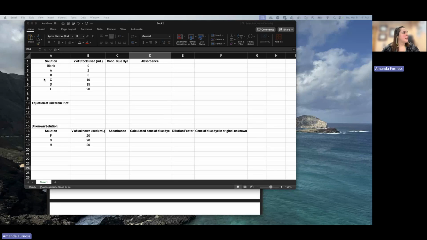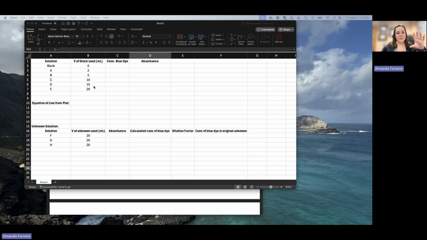Okay, so if you see here, this is the Excel spreadsheet that I set up. You don't have to make yours look as fancy as I did with mine, but what I like to do is just set up the spreadsheet the exact same way as the result sheet itself. It just makes it a little bit clearer for me. Okay, so if you see here, I have all of my blank solutions with their titles.